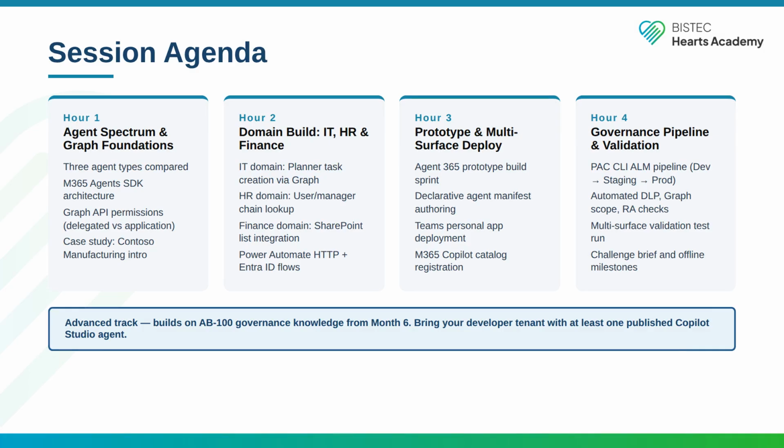We define what Agent 365 is, how it differs from Copilot Studio and the M365 Agents SDK, and what the 9 agent types in the registry look like. We walk through the agent registry interface and introduce the Contoso Manufacturing case study that will anchor the rest of the session. Hour 2 is domain build and observability.